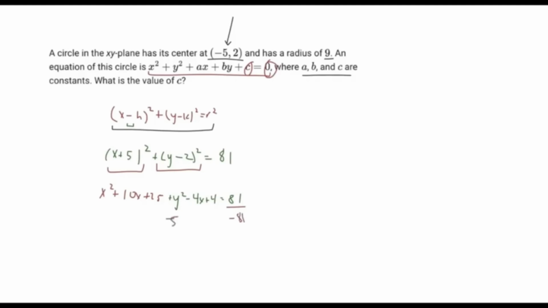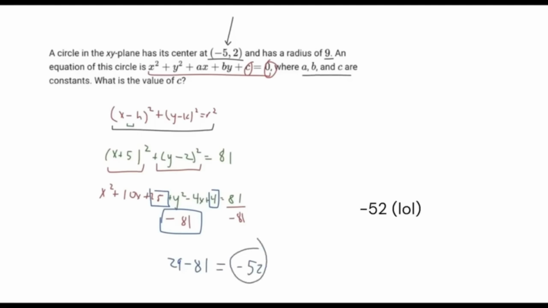Boom, boom, boom. And then once we subtract 81 on both sides, we just want to combine like terms, right? We have a positive 25 here, a positive 4 here, and then a negative 81 here. So here we just have 29 minus 81. And 29 minus 81 will give us a value of negative 52. And therefore we can determine that the value of C here is just going to be negative 52.